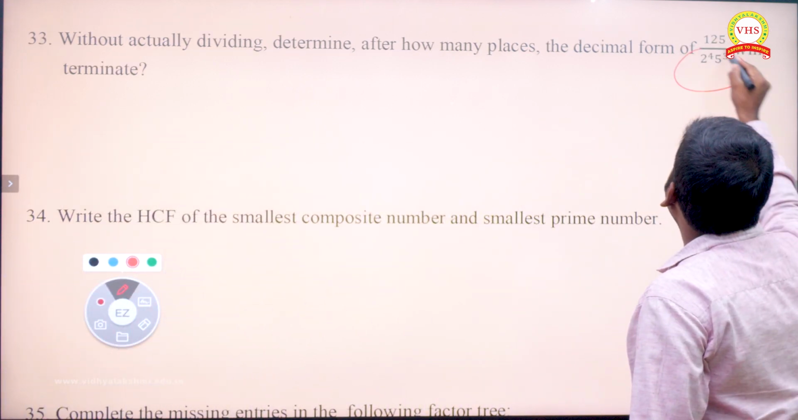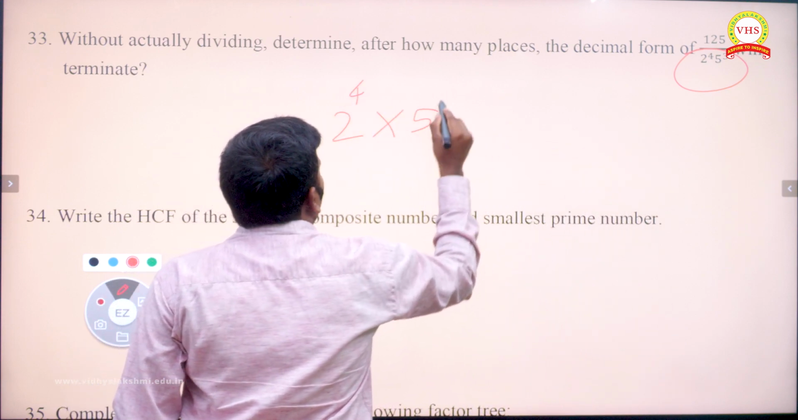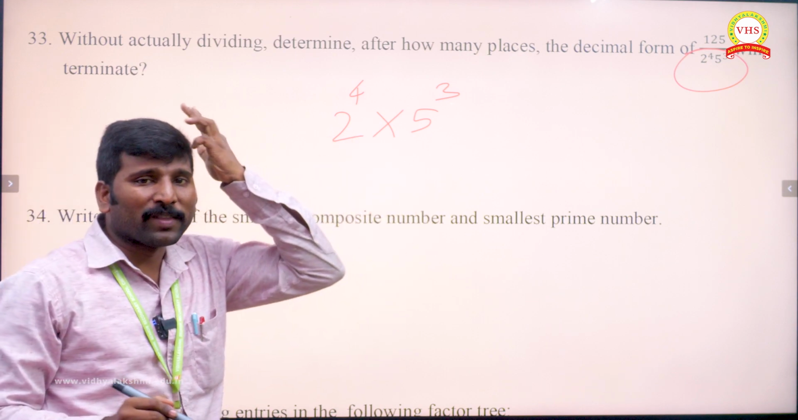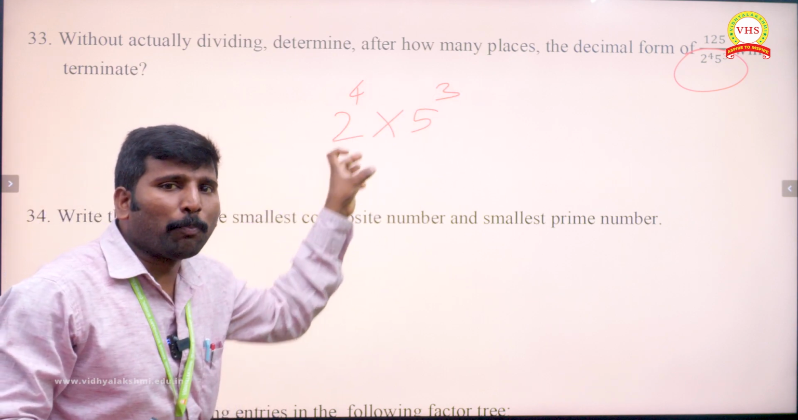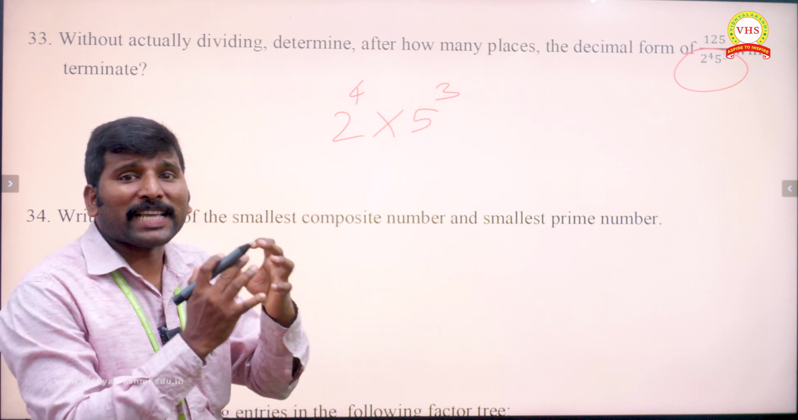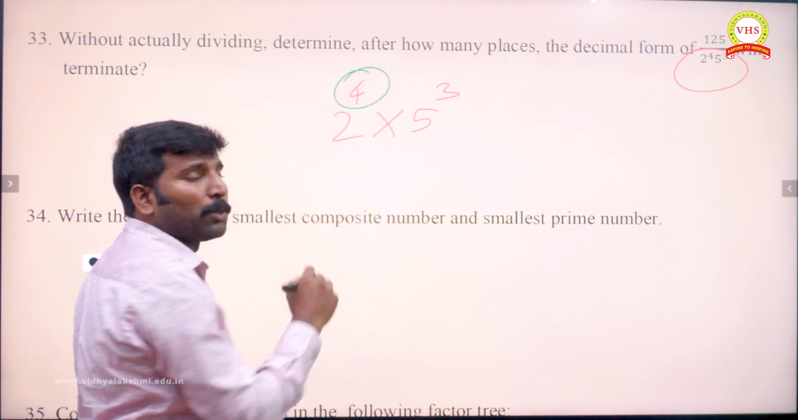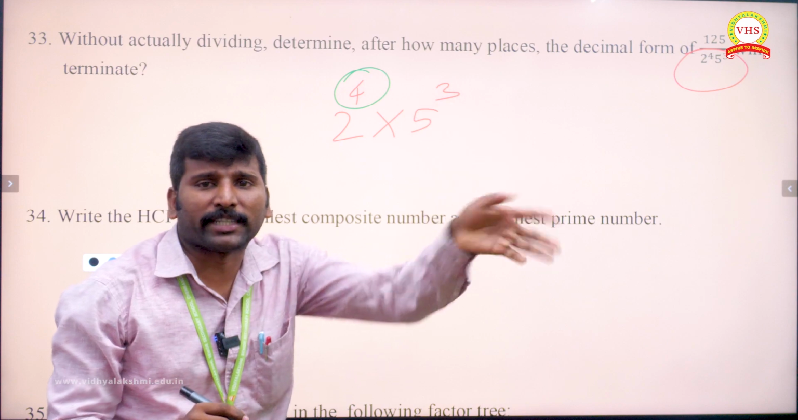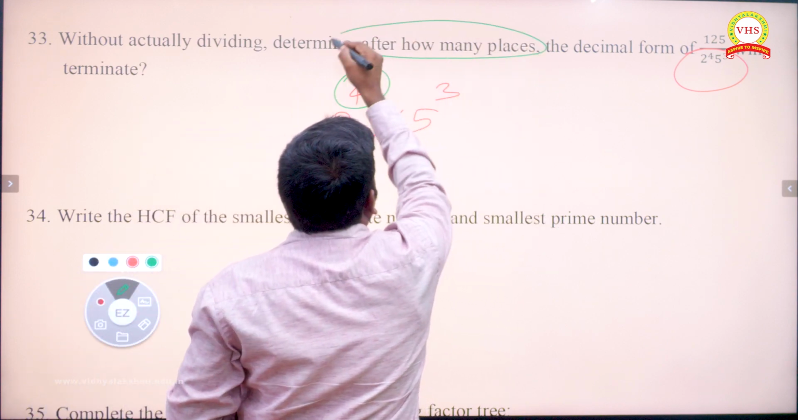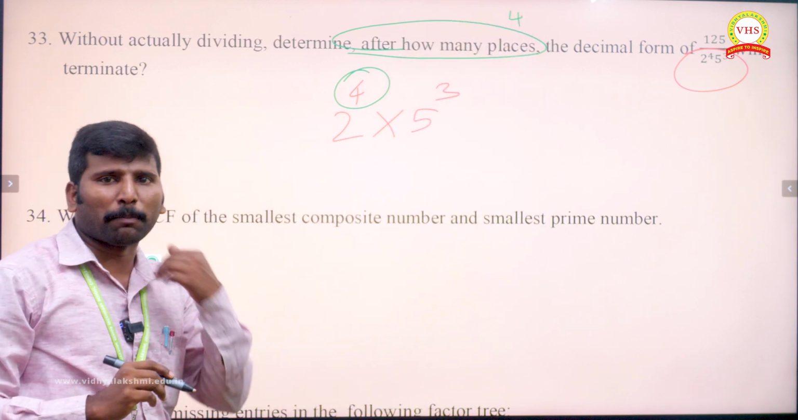What is the highest power here? You see 2 power 4 into 5 power 3. I have given an idea in my previous video. In the denominator, 2 power and 5 power, these two only you want to get. From these, which has the highest power? Here 4 is the highest power. So after 4 digits it will stop. They are asking after how many places it will stop. After 4 decimal places, it will stop.